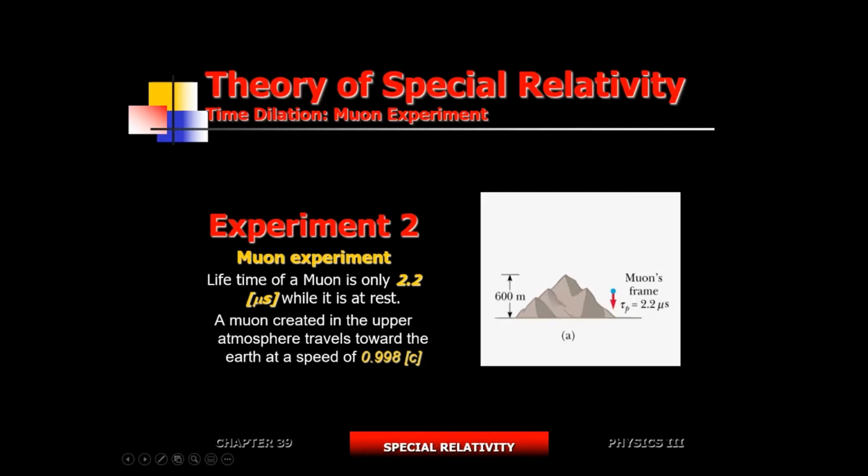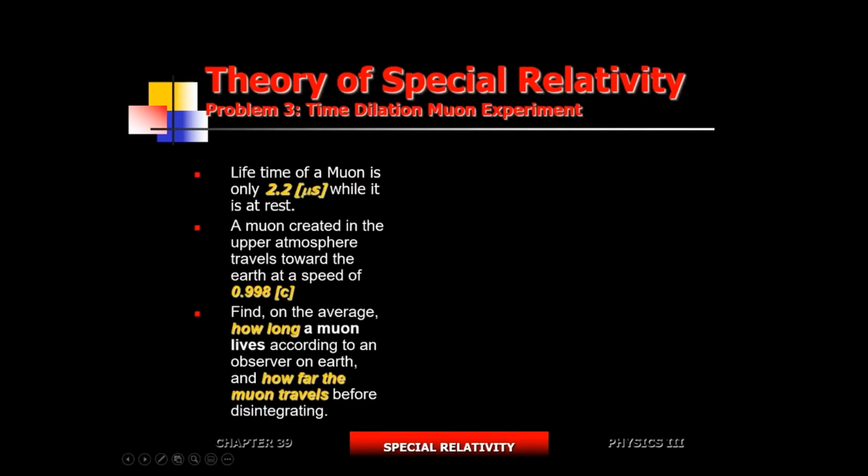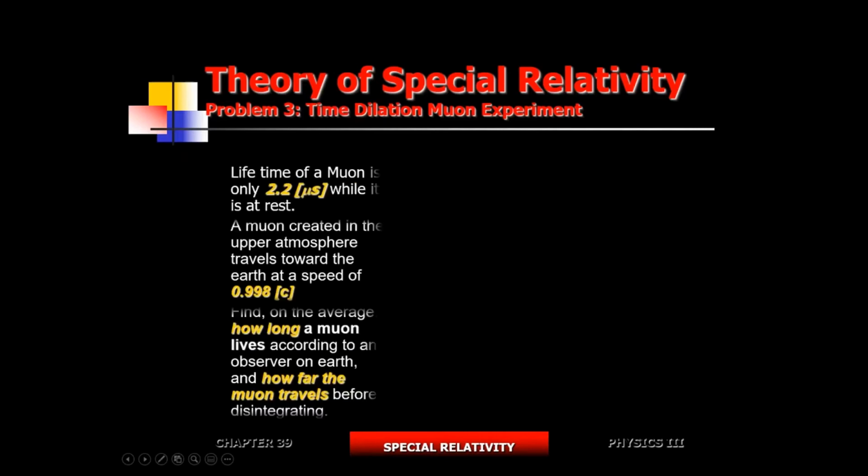The distance is going to be 600 meters from the point of their creation all the way to the ground level that you're looking at. So this is the distance that they would be traveling. Let's check to see. This is a book problem. There are a couple of things that we will have to do. Find on the average how long the muon lives according to an observer in the Earth reference frame, and how far the muon travels before disintegrating.